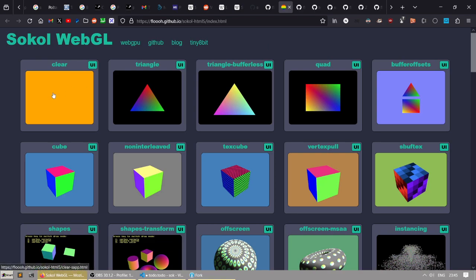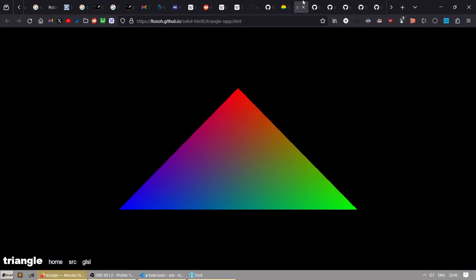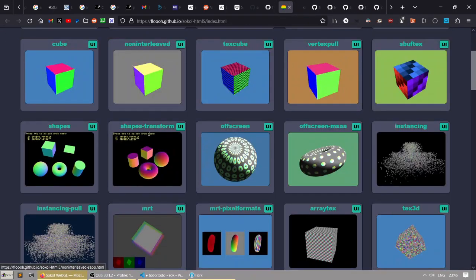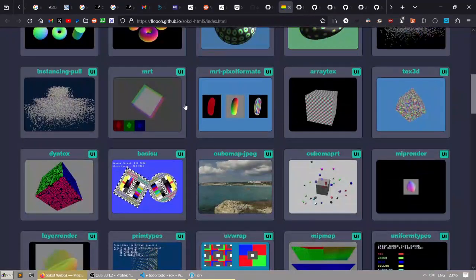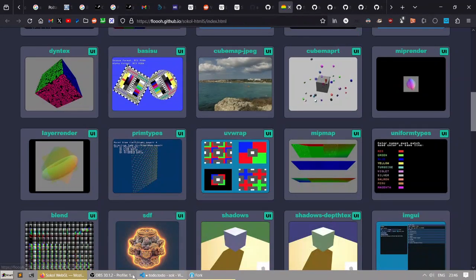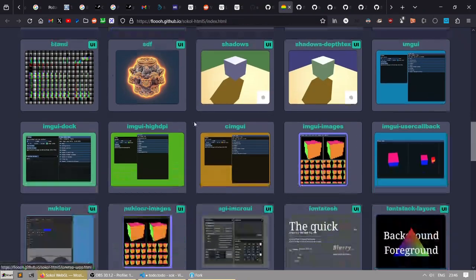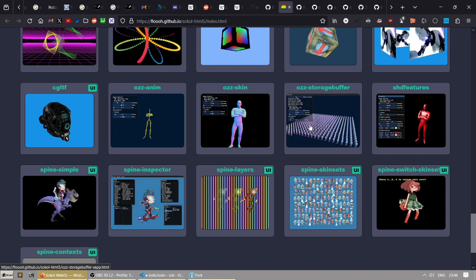And yeah, so basically there's many examples, from the simplest, of course, triangles, to even something way more complicated, like, what is this? Transforming shapes. Look at that. Beautiful. I hope that everything is working, by the way. Yeah, looks like it. Yeah, UV wrapping. But this was actually the most impressive one. It's like a storage buffer.